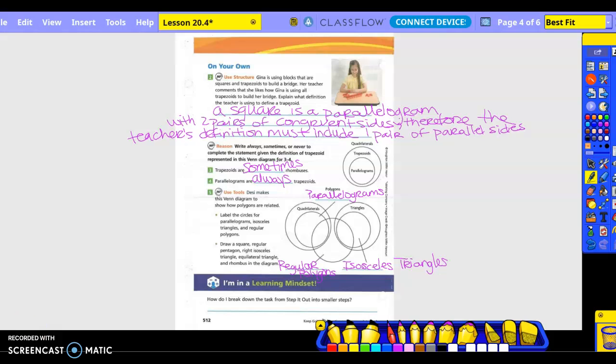Okay, then they want us to draw a square, a regular pentagon, right isosceles triangle, equilateral triangle, and a rhombus. Okay, I'm not going to make you guys draw it. We're going to number these again. So square we're going to say is a 1, rectangle, irregular pentagon is a 2, right isosceles triangle is a 3.